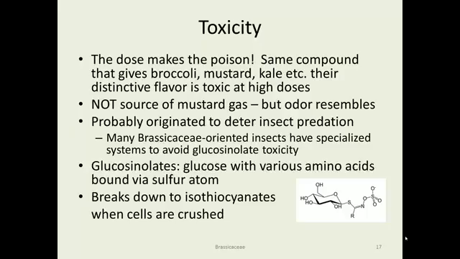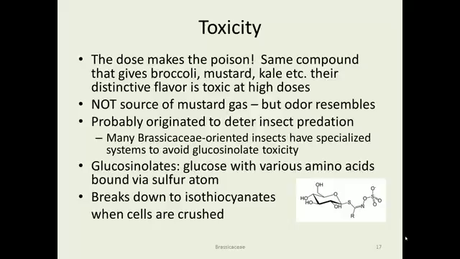Toxicity: the dose makes the poison. The same compound that gives the attractive flavor to broccolis and mustards and all of those plants in the family that we eat is toxic at high doses. They're generally glucosinolate compounds, which is glucose, a 6-carbon structure, with different amino acids attached to it, and they're hooked by a sulfur atom. And that sulfur is the source of the smell and the taste when it breaks down to isothiocyanates after the cells have been crushed. This is not the source of mustard gas, but mustard gas has a vague resemblance to that odor, which is why it got labeled mustard gas.